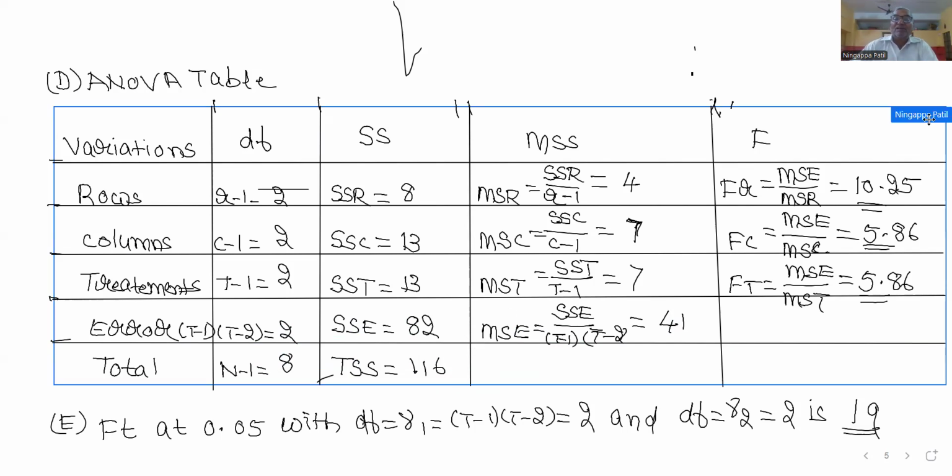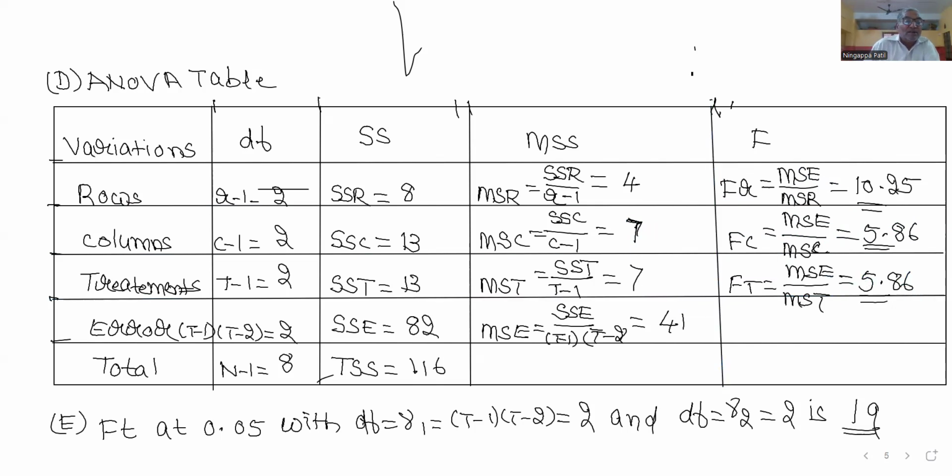Look here, FR equal to MSE divided by MSR. In most of the problems, MSR divided by MSE will be used. But here MSE is greater than MSR, so you take this in the numerator. Always, this F ratio should be more than 1. It should not be less than 1. Therefore, MSE: 41 upon 4, 10.25. Then 41 upon 7, this is 5.86. And similarly 41 upon 7, 5.86.